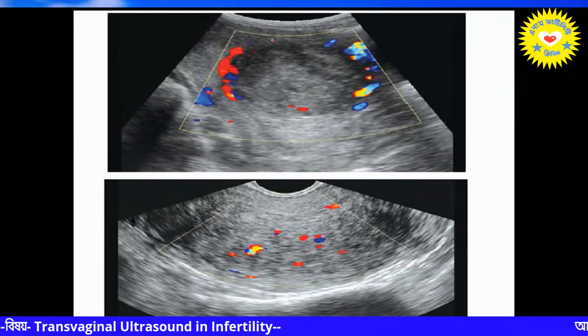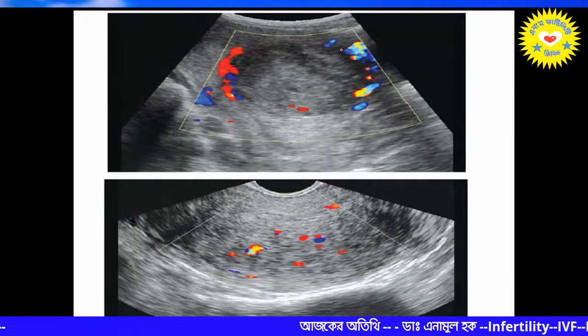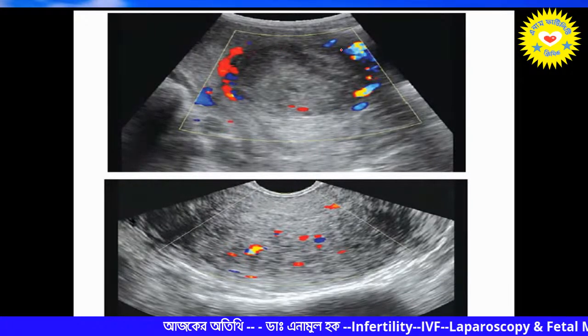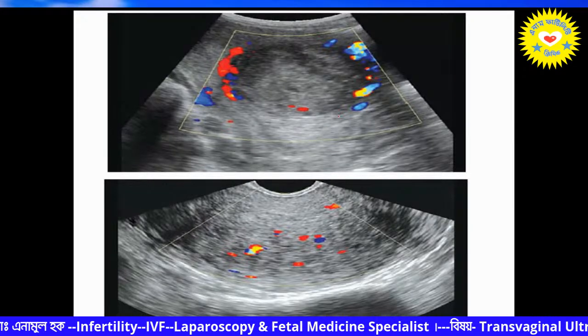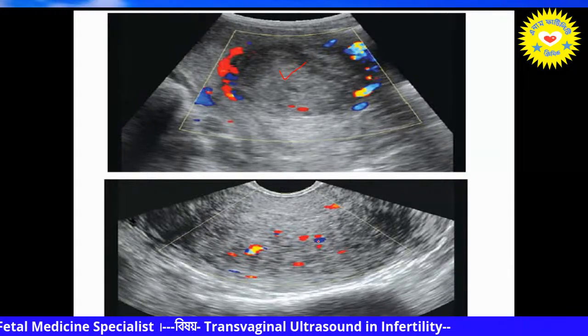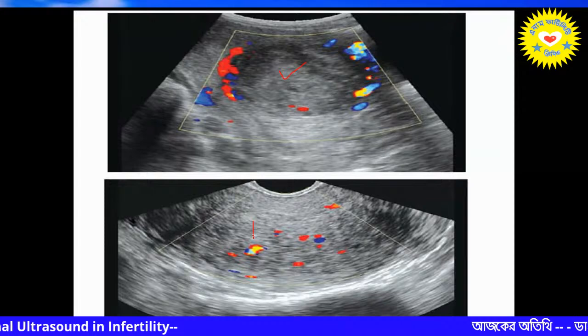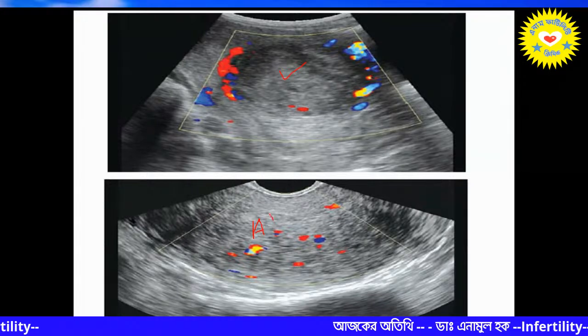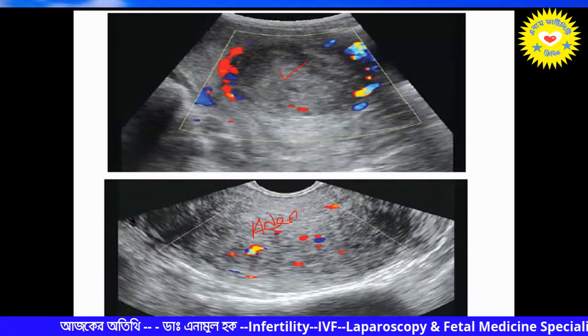But if you do color Doppler in a fibroid, what will happen? There is a well circumscribed mass, and if you put color Doppler, you will see vascularity around the periphery. So this is suggestive of fibroid uterus. But if you see the vascularity within the mass, this is suggestive of adenomyosis. So this is the difference between fibroid and adenomyosis.